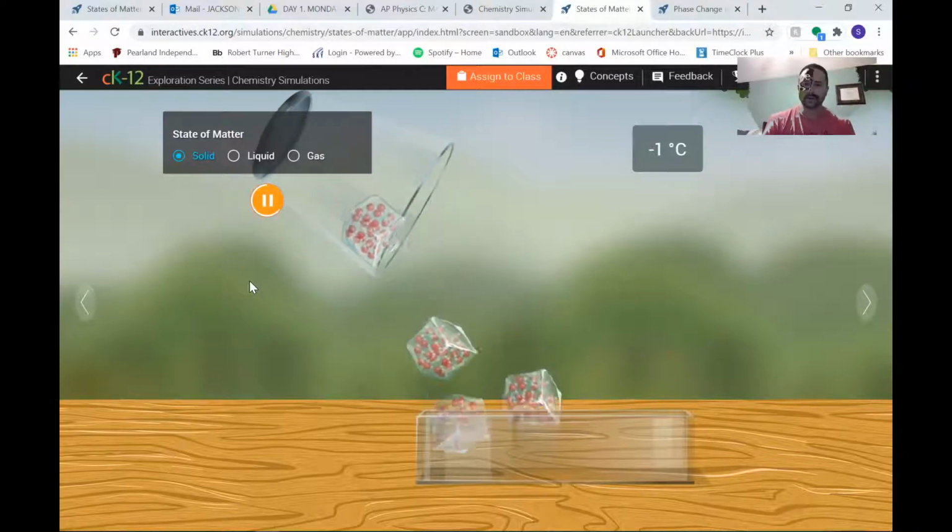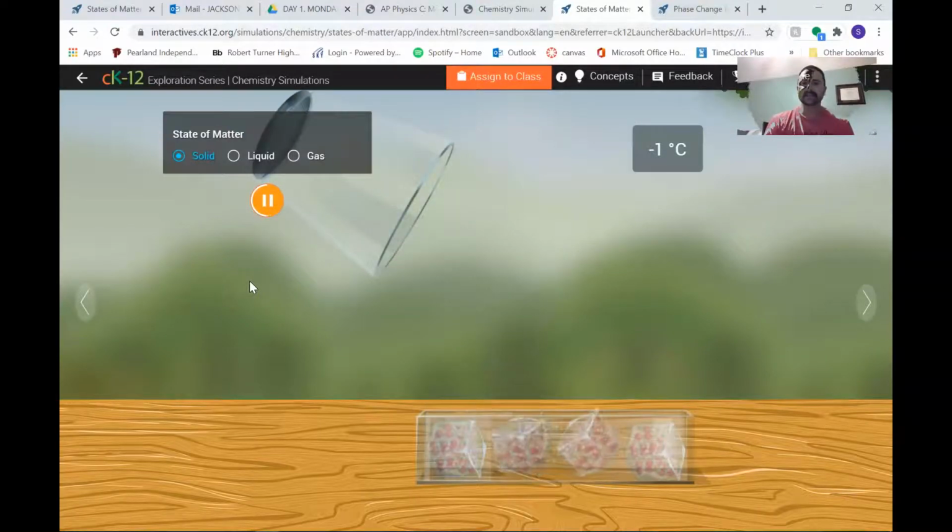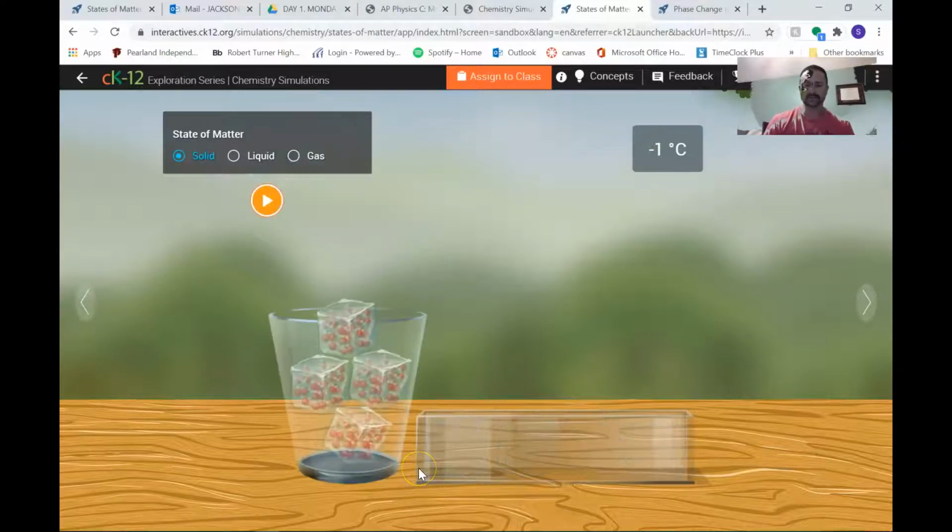So now this is showing us the definite shape nature of a solid. Inside of this glass, it was the cube, and it's still the same cube. It's the same size, and it is the same shape. So that's that one. Okay?